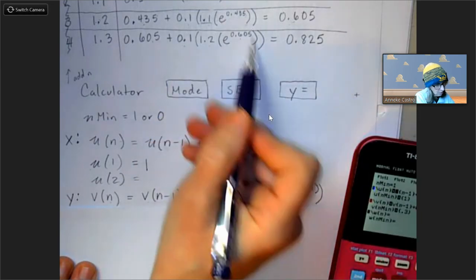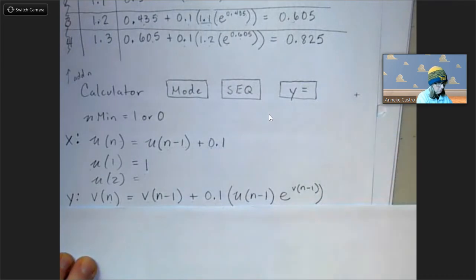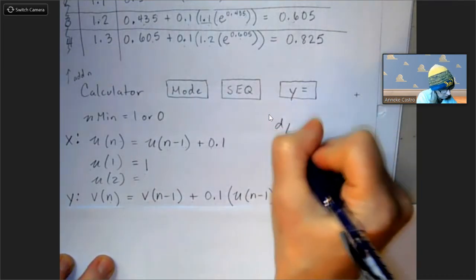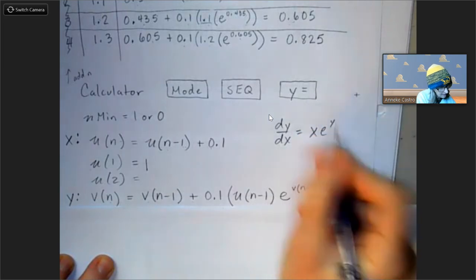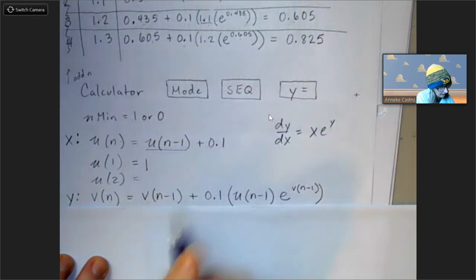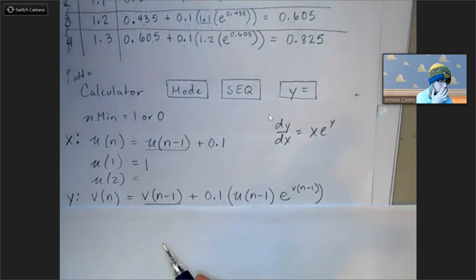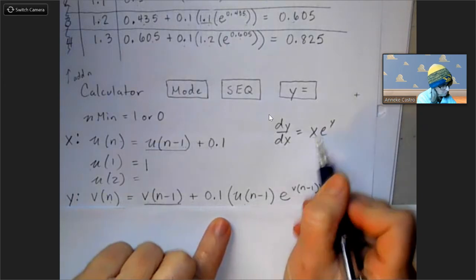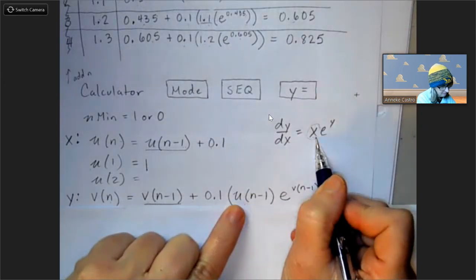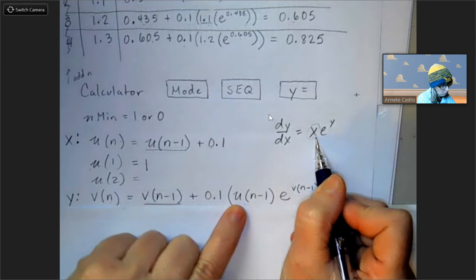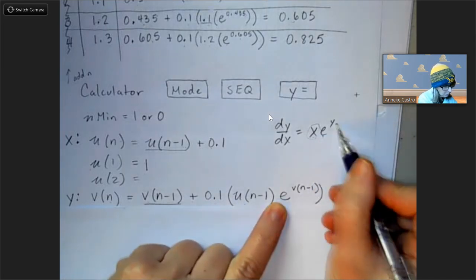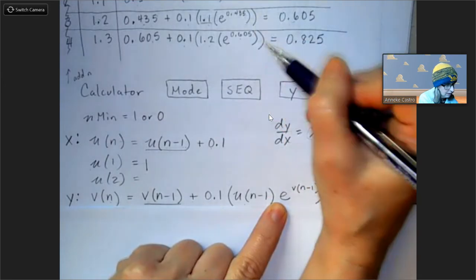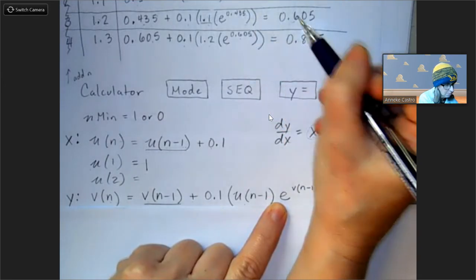and now I need to enter in my differential equation. So my dy dx, which is equal to x e to the y, I need to rewrite this using these guys, u of n minus 1 and v of n minus 1. So that's what I did here. So x, remember we have to use the previous x. So the previous x is u of n minus 1 times e to the y. And remember, this was the previous y. If you look at what we did in the table, it's the previous y.